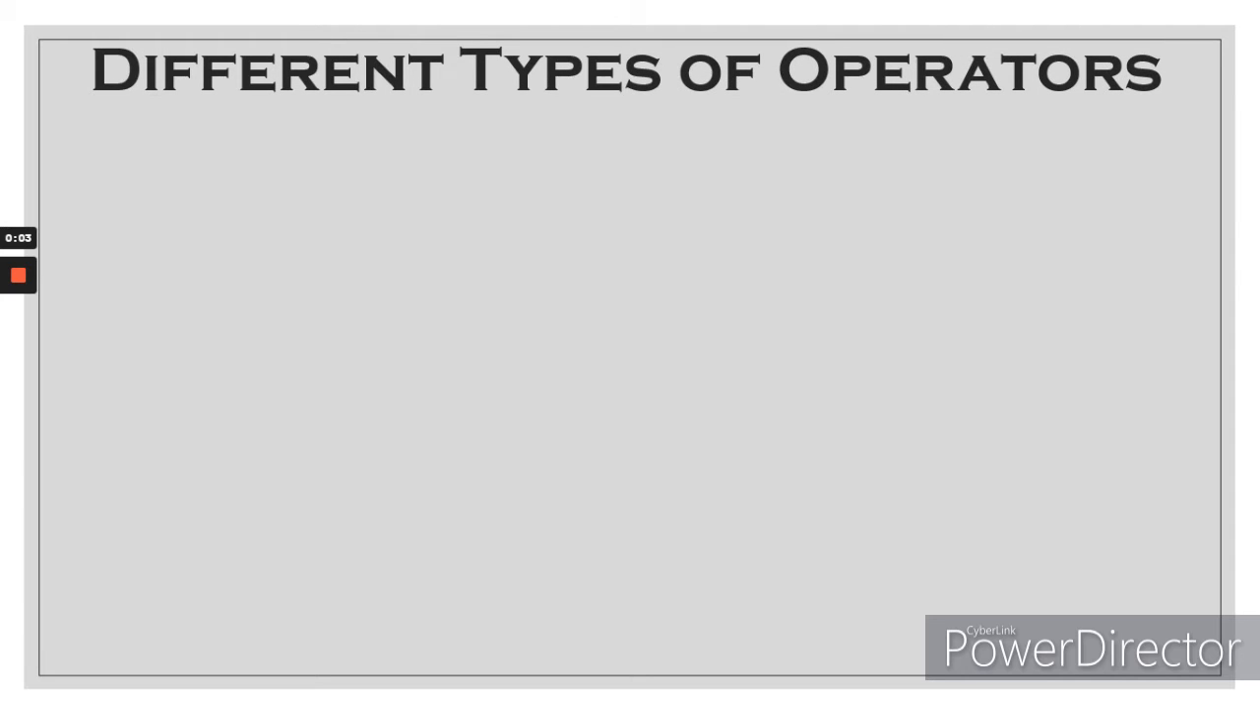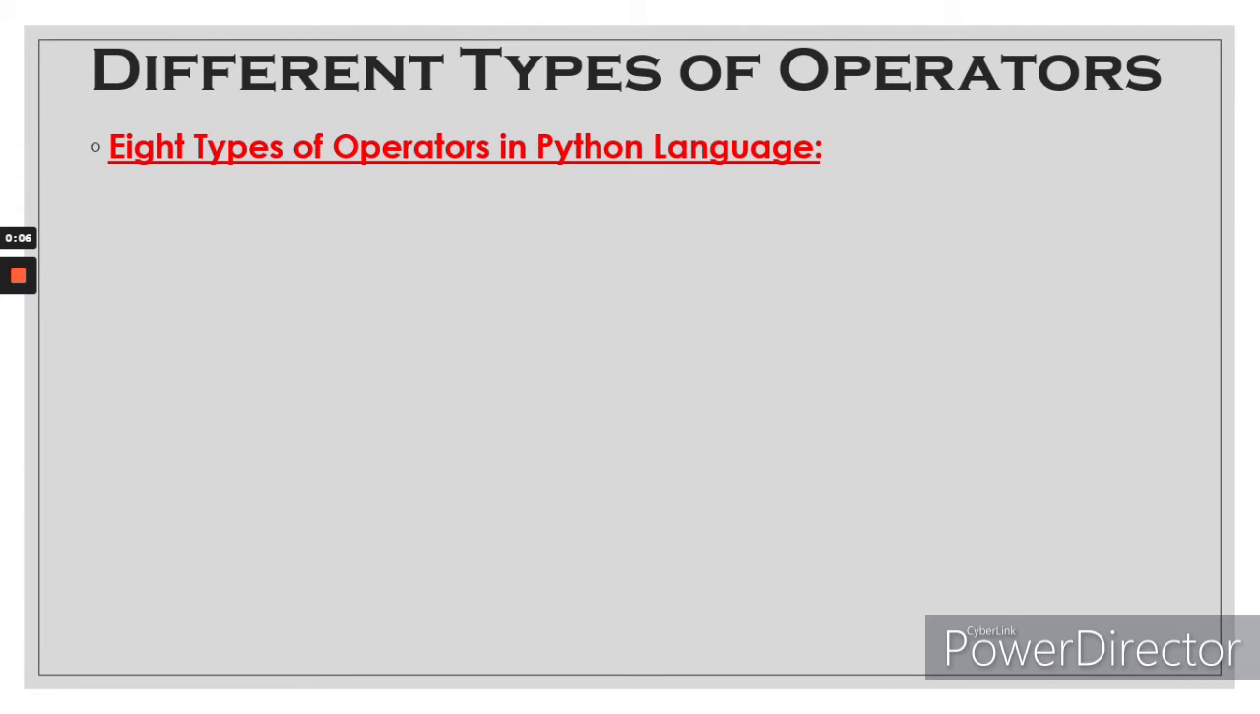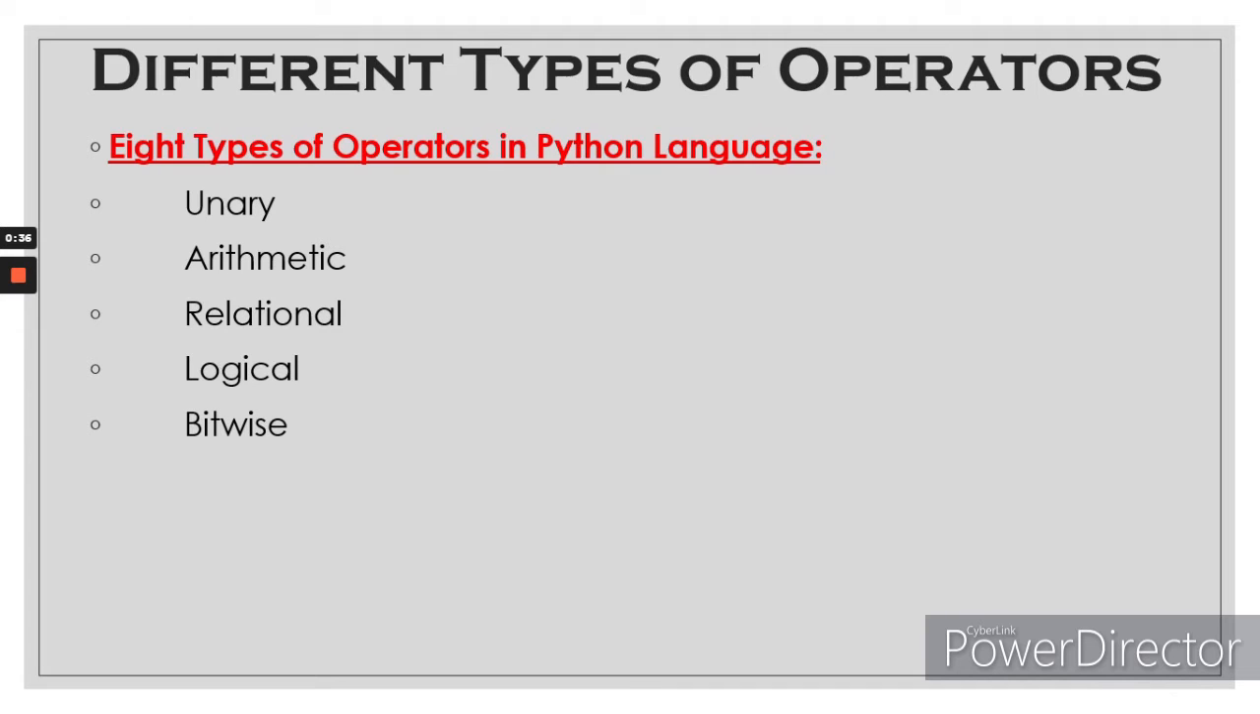Different types of operators. There are a total of 8 types of operators in the Python language. Different languages have different numbers and types of operators, so just remember that not all programming languages have 8. The first one is unary, second is arithmetic, third is relational, fourth is logical, fifth is bitwise, sixth is assignment, seventh is membership, and eighth is identity.